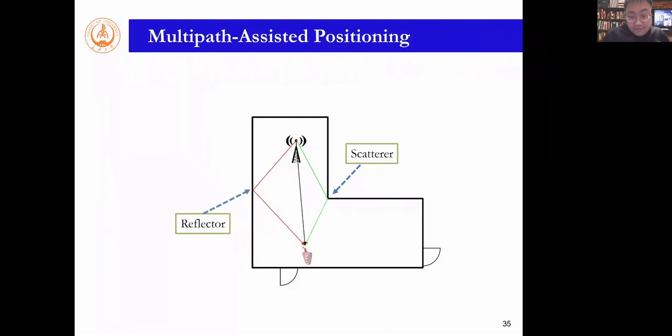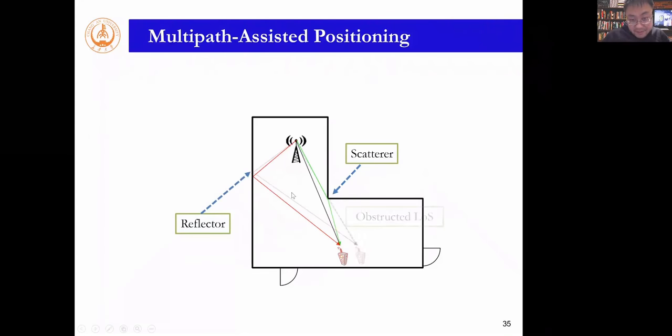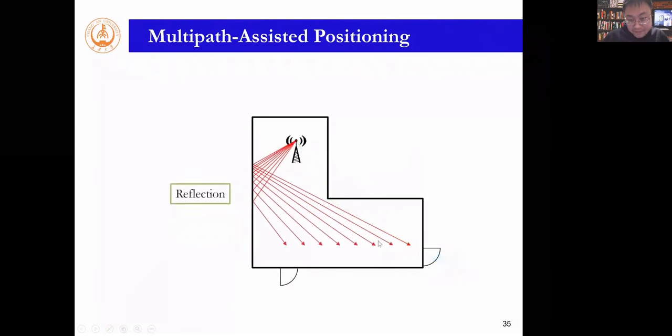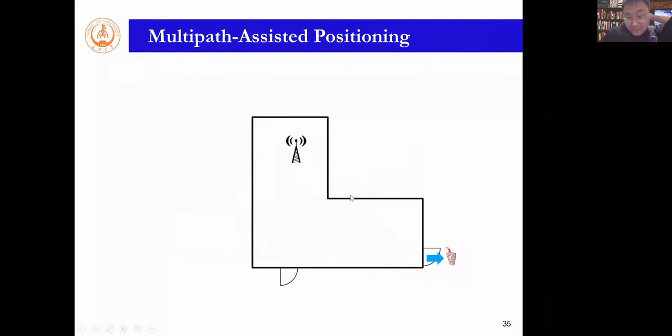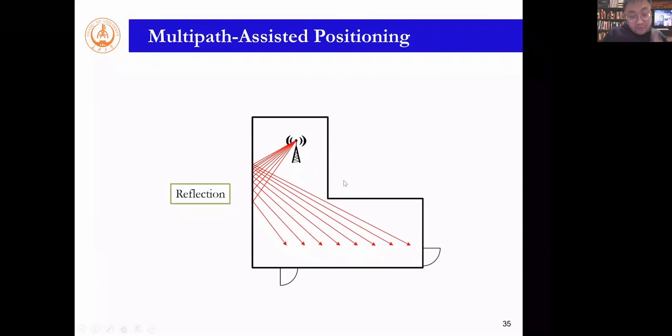Now we want to move forward, and all three paths exist. And then after this corner, the line of sight is gone. We have only two paths left, and so on. So let's have a look at what happened in this route. First we see the reflection paths.